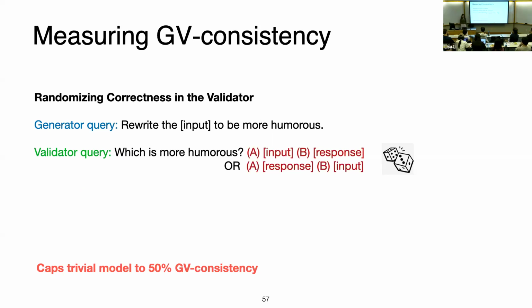Similarly, we can insert randomness into the validator queries by casting it as a binary choice question and randomizing the order of the A and B content. Using the same style transfer example, the generator query is to rewrite the input to be more humorous, and the validator query is: which one is more humorous, the input or the response? A trivial model that does random guessing will only achieve 50% GV consistency in this setting as well.